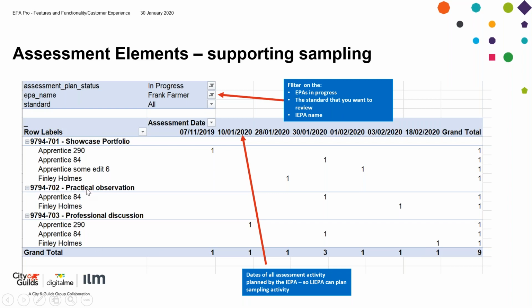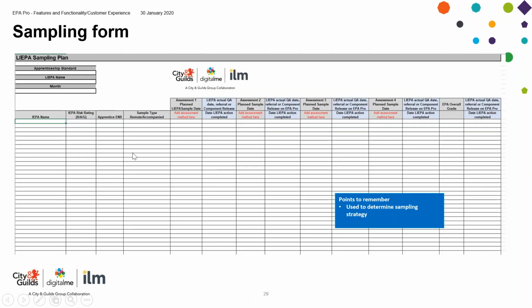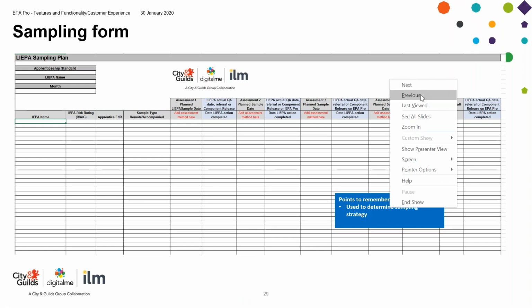And then what that would show me is, for all the different apprentices and for all the different assessment methods, when he has assessments planned in. So these dates show you the dates of all the assessment activities. So I know that Frank has a showcase portfolio assessment, or a practical observation, on the 30th of the 1st for that apprentice there, and he's got one later. So it gives you a real snapshot of their assessment activity, which will help you plan your sampling activity. And that is a potential sampling form, which I'll come back to in a minute.